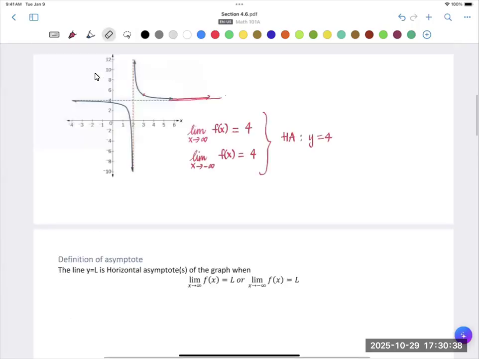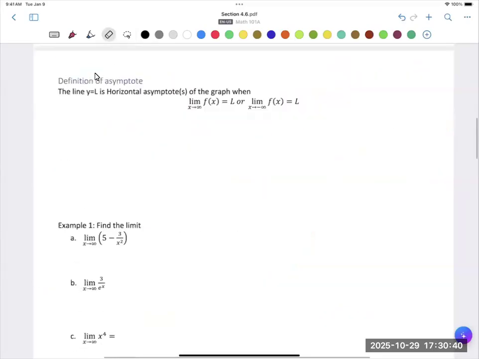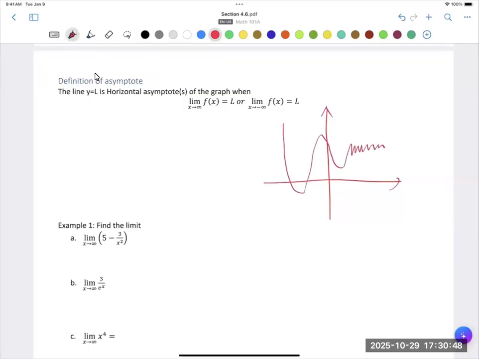It does not necessarily have to be one of these graphs. It could be anything, as long as the graph behaves like this, and in the long term it just happens to approach one value of y, very closely. Then you're going to have a horizontal asymptote at y equals that value. So we are finding, when x approaches really, really large, what is y approaching? If it's approaching a certain value, then we're going to have a horizontal asymptote.